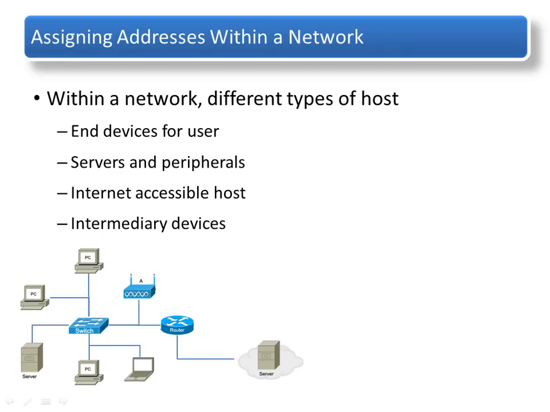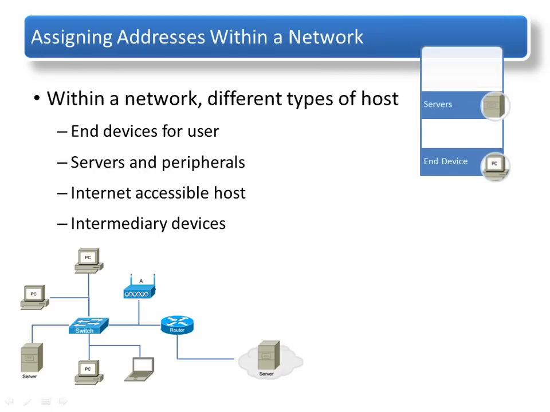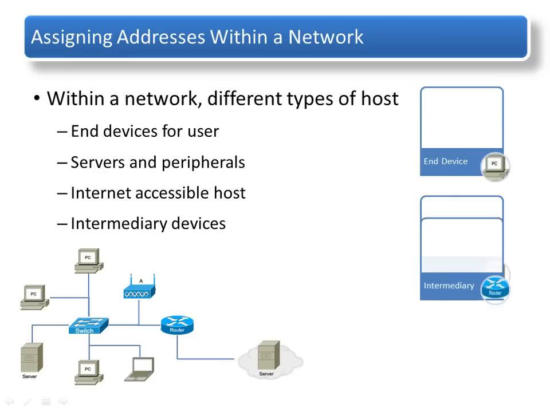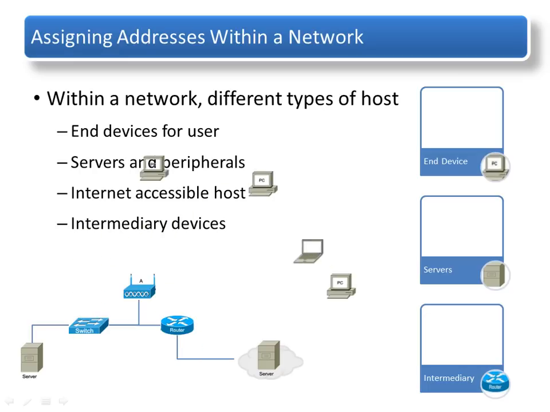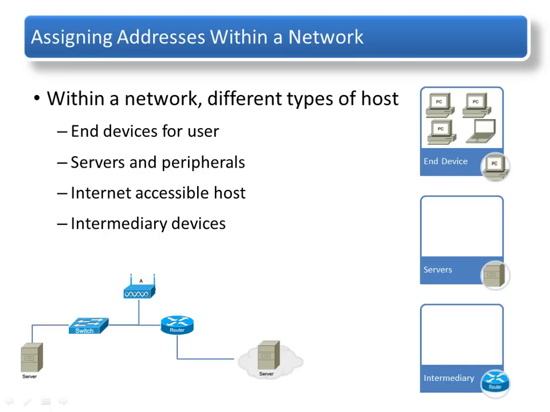An address range, or a logical block of addresses within a network, could be used to describe different types of devices, such as end devices, servers, and intermediary devices. Hosts assigned to these blocks can be configured to receive an IP address statically or dynamically. The decision whether to use static or dynamic assignment for a particular device type depends on several factors. In most networks, end devices for users represent the largest number of devices. Consequently, the largest logical block should be allocated to these hosts. Because of the challenges associated with static address management, end user devices often have addresses dynamically assigned using DHCP.